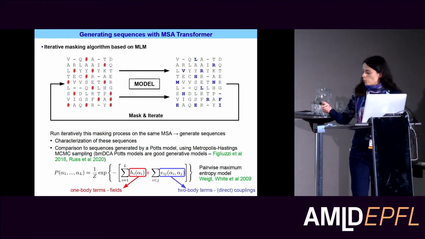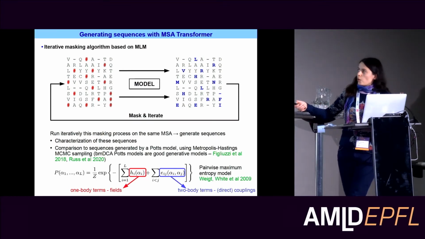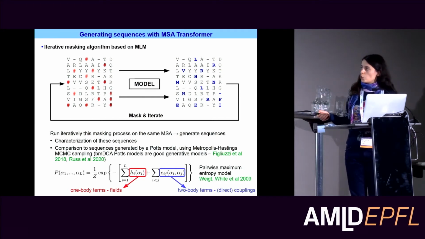And so then the question is, can we characterize these sequences, and can we compare them to sequences generated by other generative models? For this, we compare them to Potts models, which are based on co-evolution ideas. So here I'm showing you what a Potts model is.